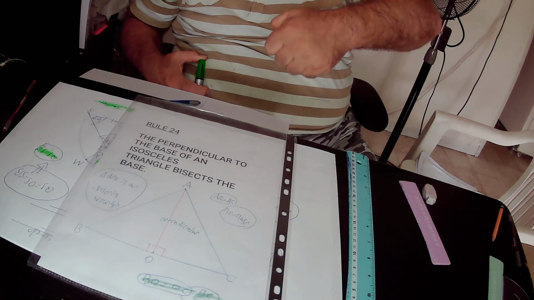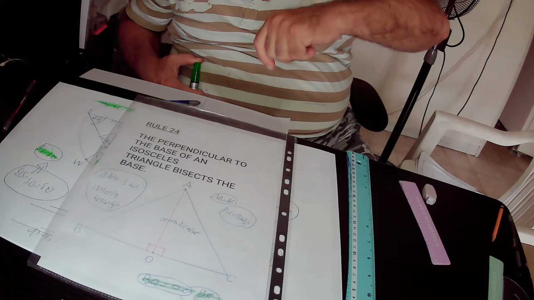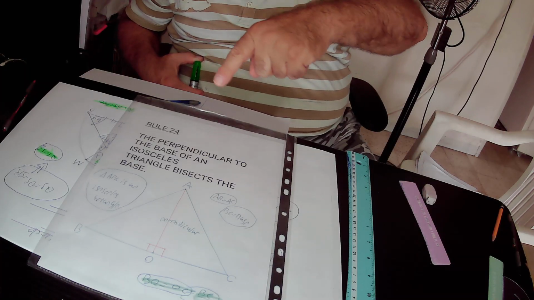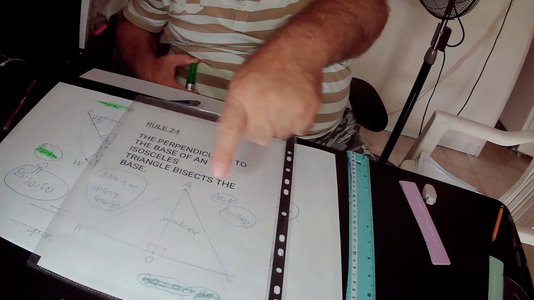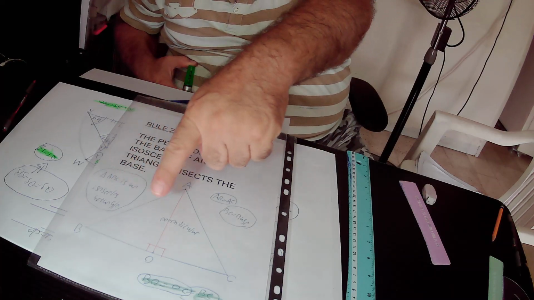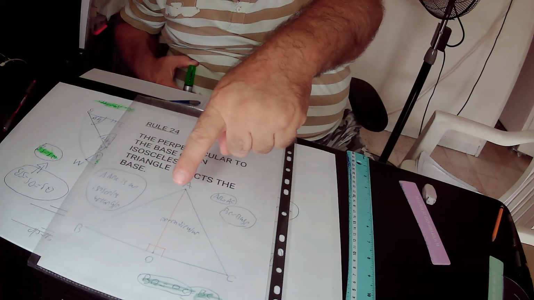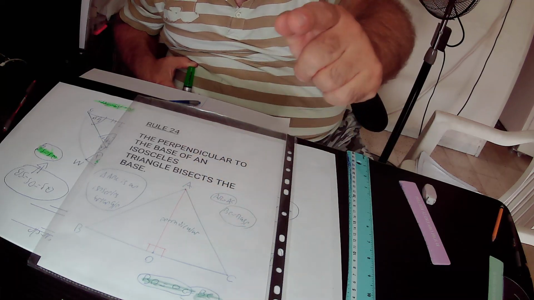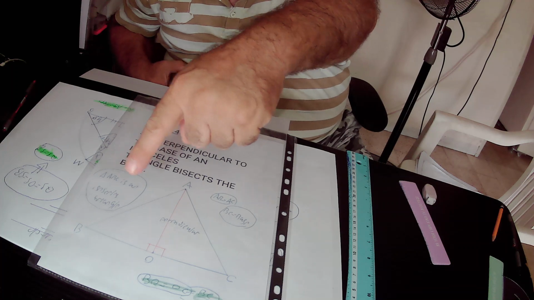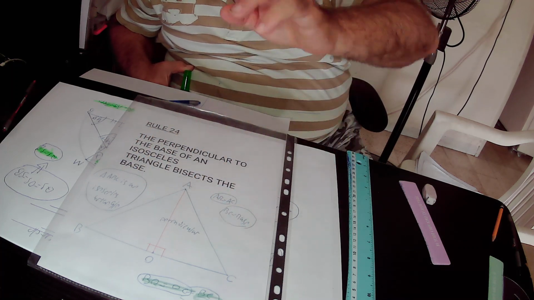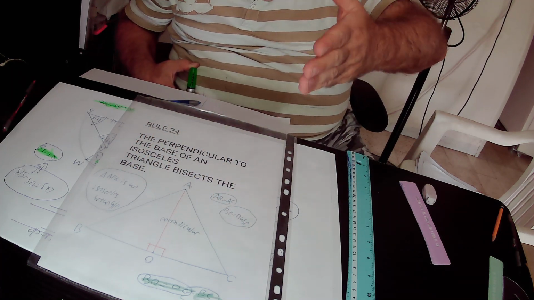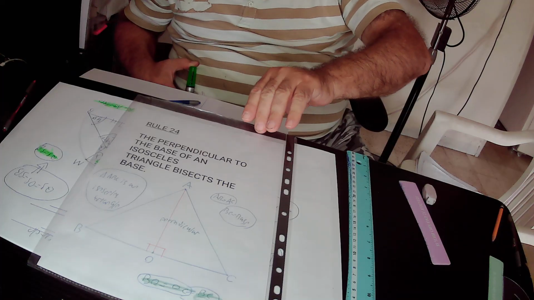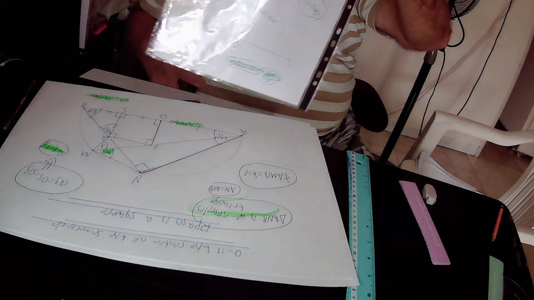That is to say, it divides the base BC into two halves. Each half must also be equal, of course, to BC over 2. So the first half, BO, equals BC over 2. The second half, OC, must also equal BC over 2. So BO equals OC equals BC over 2. So we can actually implement rule 24 in our drawing.